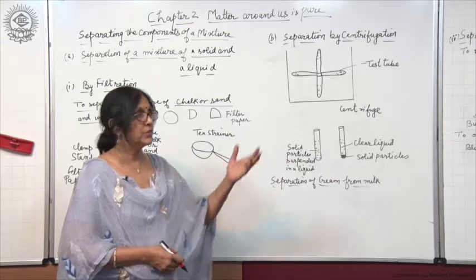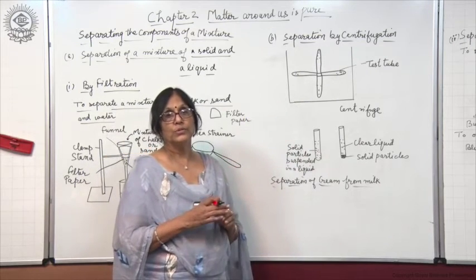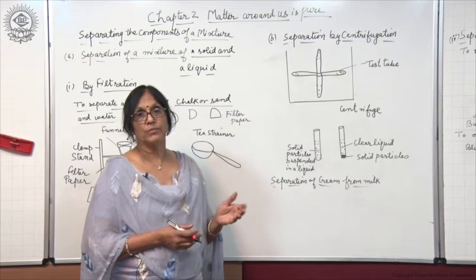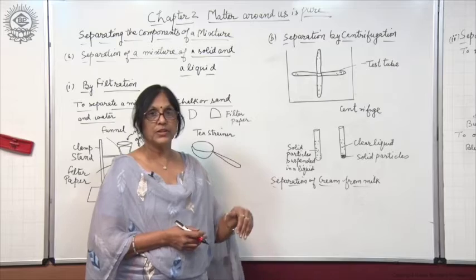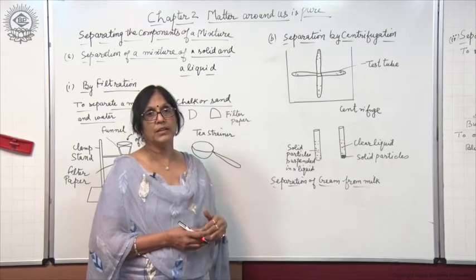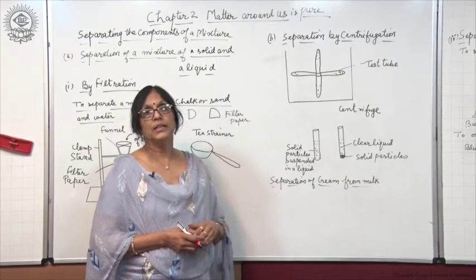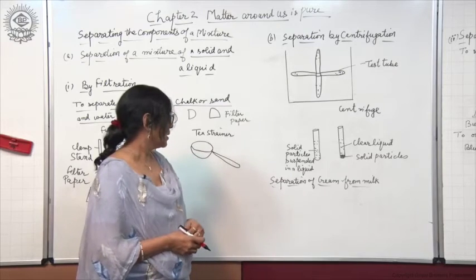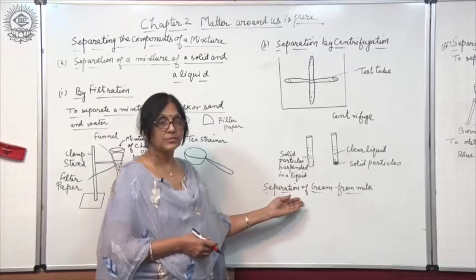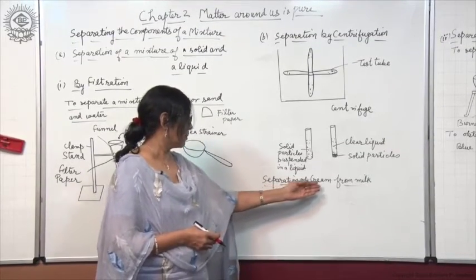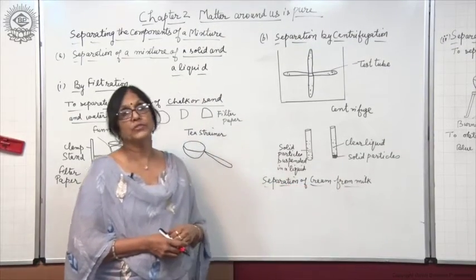Even in the labs, this method is used to separate precipitate from the liquid, from water. Precipitate settles down by centrifugation and then it can be separated by decantation. Also, in the dairies, the dairy owners separate cream from milk by centrifugation.